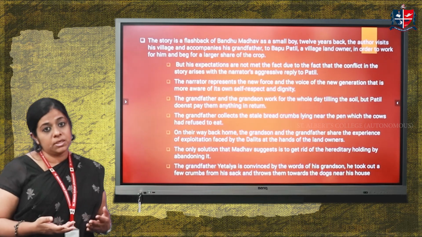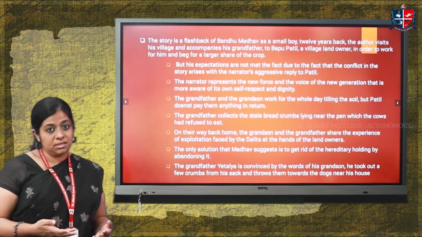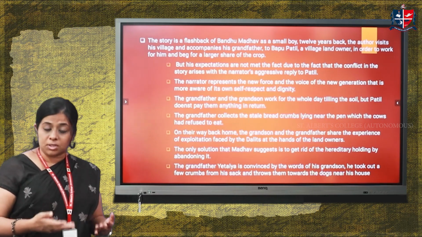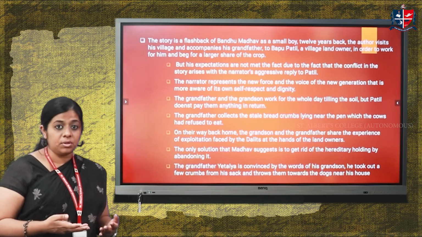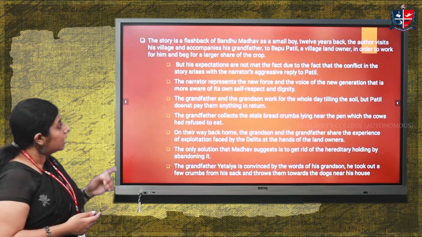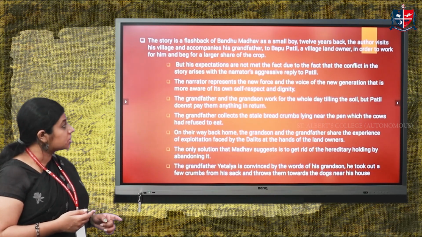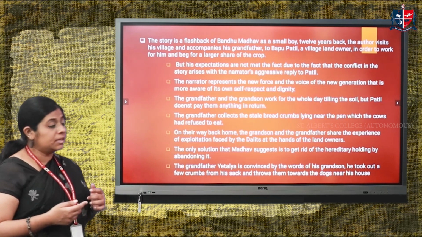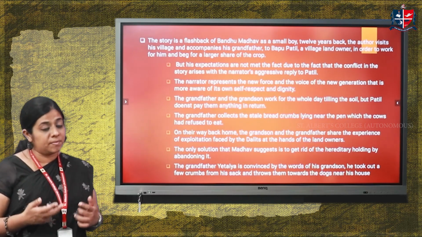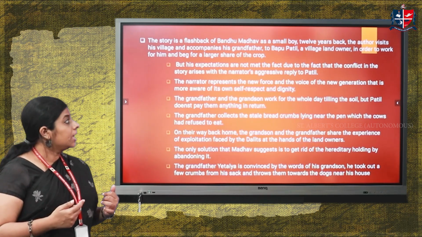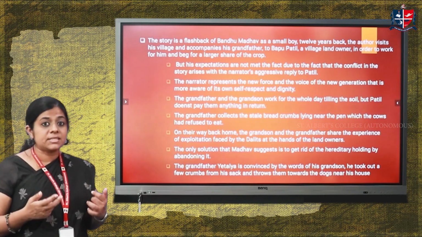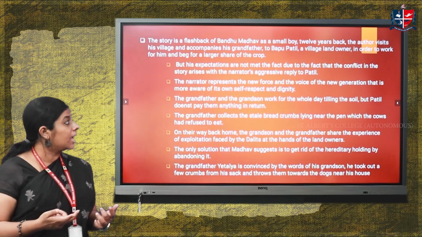Basically, there is a verbal duel between Patil, the brutal landlord, and Yatalya's grandson, none other than, as we know, Mahadeva. Mahadeva retorts to Patil's rude remarks, and therefore they are denied their daily wages and their share of crop, that is corn. The narrator represents the new force and the voice of the new generation that is more aware of its self-respect and dignity. The narrator, none other than Bandhu Madhav, who is given the name of Mahadev, is the central or pivotal character, the protagonist of the short story. He represents the voice of the youth that is aware of their own self-respect and dignity.